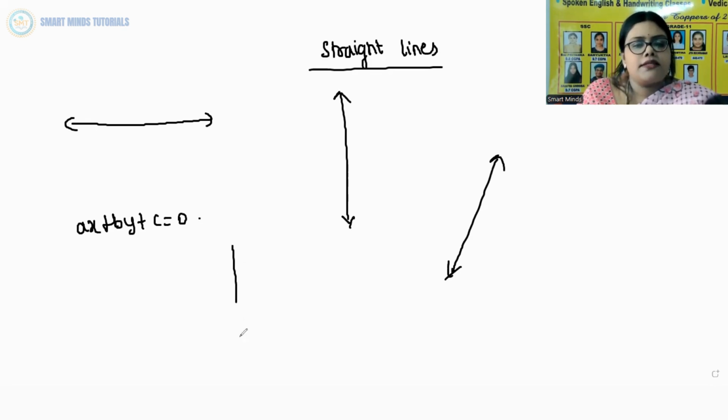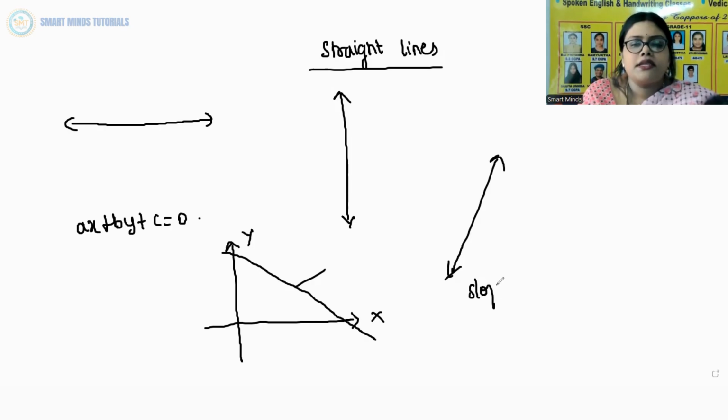Now let's say this is a coordinate axis. This is the x-axis, this is the y-axis, and there is a line which is making some angle theta. Then the slope of this is given by tan theta. Slope is always denoted by m. m is equal to tan theta.